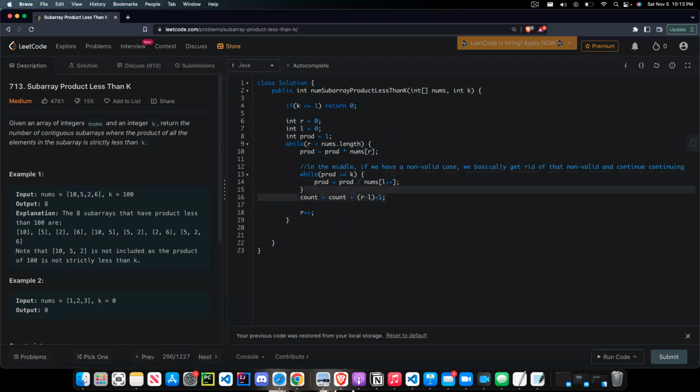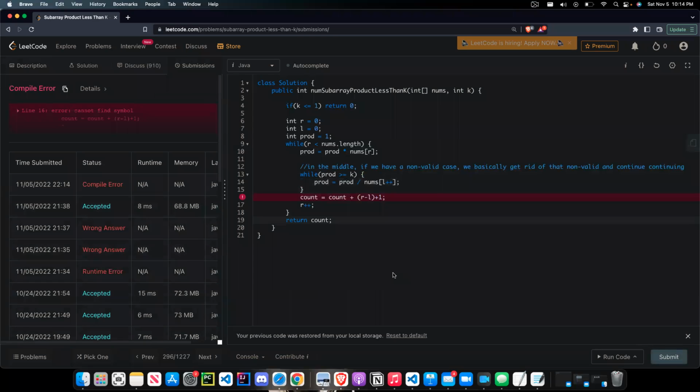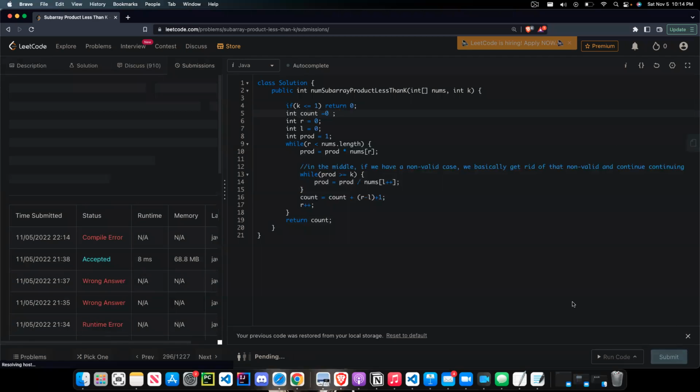And then of course we do the counting process, and R plus plus lets us move onward as we do this, and then we just return the count, right? So that's the idea here. And of course, count actually needs to be a valid variable in order to be referenced.